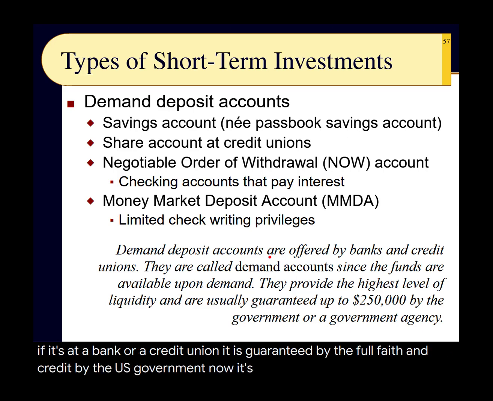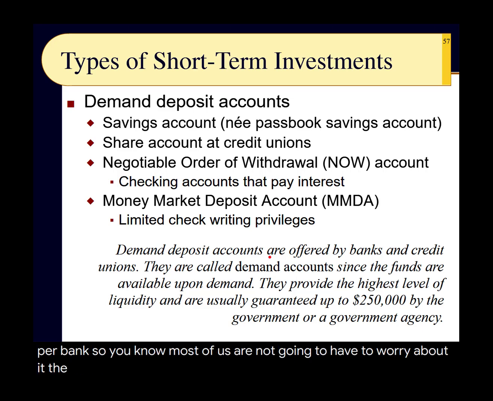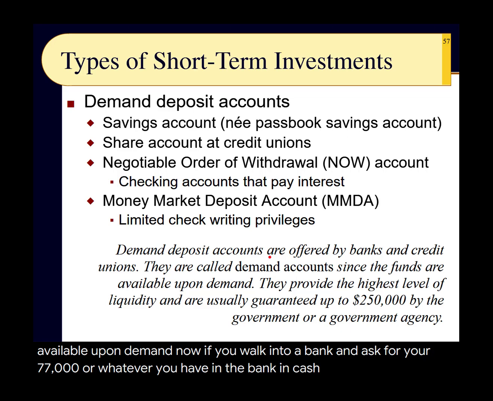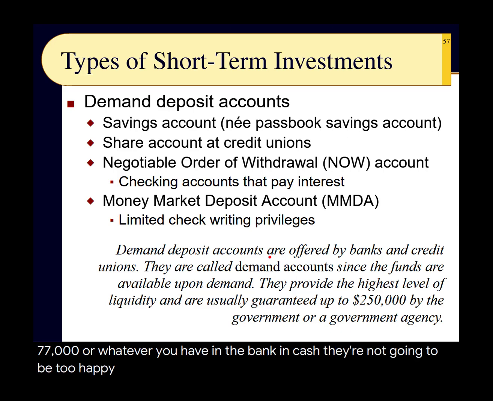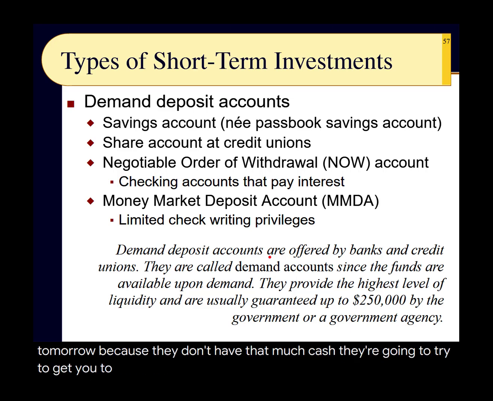Now, it's not unlimited. It's up to $250,000 per bank. So, most of us are not going to have to worry about it. The funds, they're called demand accounts because the funds are available upon demand. Now, if you walk into a bank and ask for your $77,000 or whatever you have in the bank in cash, they're not going to be too happy. In fact, they're probably going to tell you to come back tomorrow because they don't have that much cash. They're going to try to get you to create a treasurer's check or cashier's check or whatever.